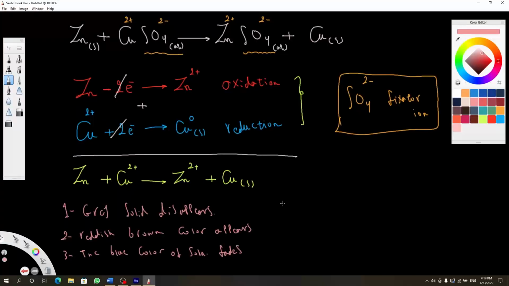it's just an observation. You just mention what you see in the lab. You don't see copper, you see a reddish brown color or a reddish brown precipitate. You don't see zinc disappearing, you see that the gray solid disappears. You don't see that copper sulfate becomes zinc sulfate. No, you see that the blue color of the solution starts fading or turning into colorless.